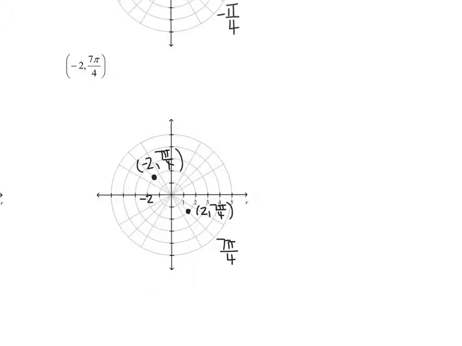So this point (-2, 7 pi over 4) is actually the same as that example we did above, (-2, negative pi over 4). They have the same radius, and their thetas are in the exact same place. So when they are plotted, they represent the same polar coordinate. And that is what we're going to cover next: how to identify when polar coordinates represent the same point.